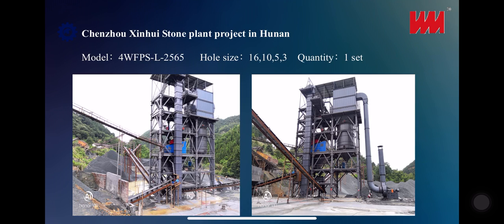This is a project case of Chenzhou Xinhui Stone Plant project. This is a 4-layer machine with model 2565. This machine uses the first feeding inlet, the single feeding inlet.